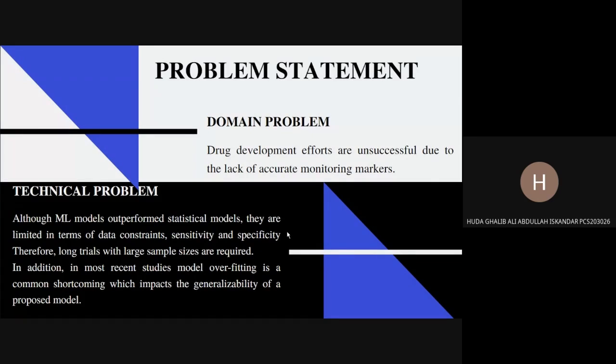For the technical problems, although machine learning has provided many improvements in the field of ALS and outperformed the statistical models, they are limited in terms of data constraints, sensitivity, and specificity. So long trials are needed using machine learning, and huge data sets are required. In addition, overfitting is a common shortcoming in machine learning models, which limits the ability to generalize the proposed model.